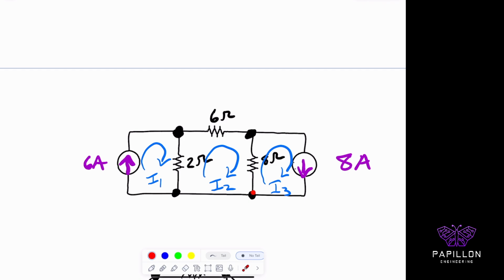If I start on this corner and I go in a loop, you'll notice I'm going in the same direction as this arrow, and I'm continuously going. So that means this arrow is also going in the clockwise direction.